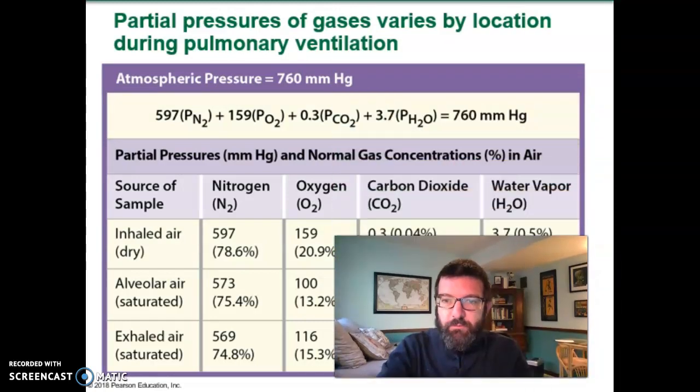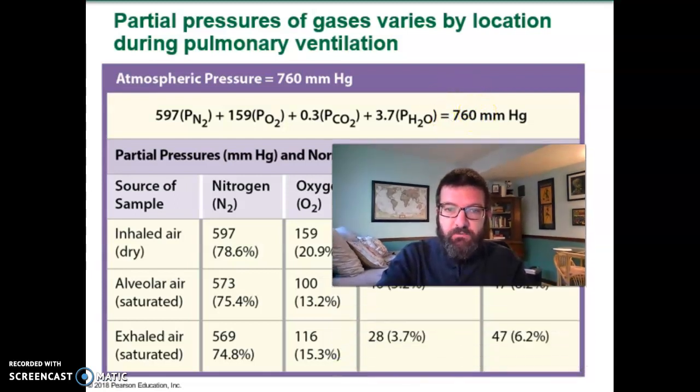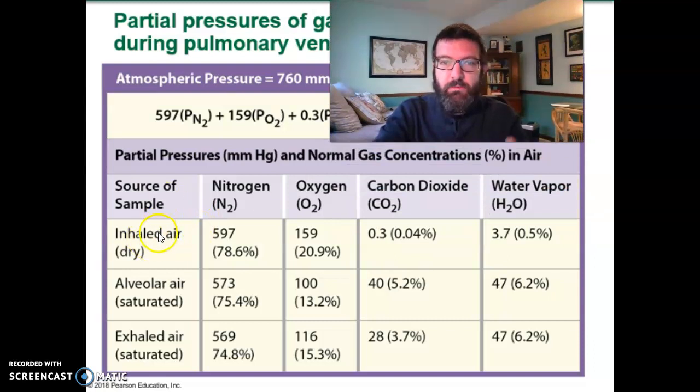And that pressure is made up primarily of these four gases: nitrogen, oxygen, CO2, and water vapor. And if you add up the partial pressure of all of them, it equals 760, which is the total atmospheric pressure. And if you look at inhaled air, so this is just what comes from the atmosphere, it's 78.6% nitrogen. So if you take 78.6% times 760, you get 597. It's about 21% oxygen, 0.04% CO2, and 0.5% water vapor.